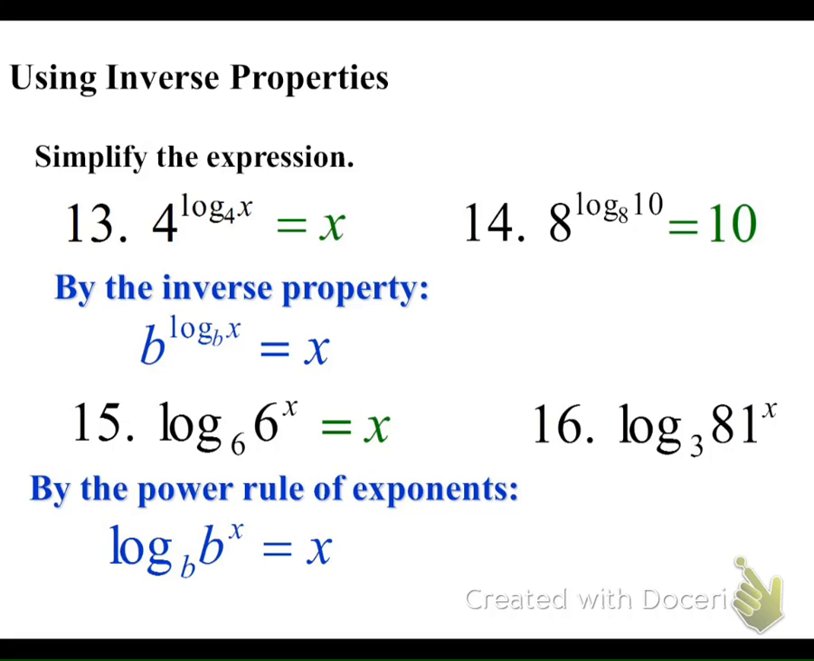3 to the third is 27, but you're on the right track. We want it to have a base of 3. 3 to the fourth. 3 to the fourth and 81 are the exact same thing. Everyone agree? So I'm going to rewrite log base 3 of 81 to the x as log base 3 of 3 to the fourth to the x.